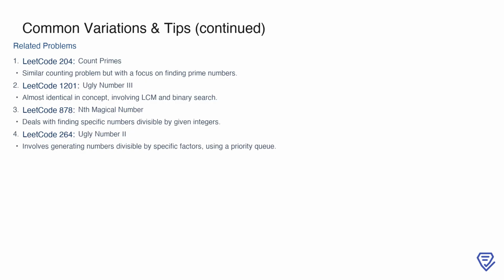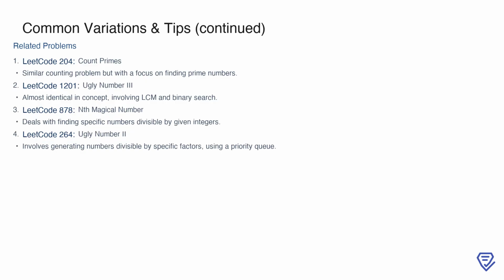Another closely related problem is LeetCode 878, Nth Magical Number, which similarly requires finding specific numbers divisible by given integers. Lastly, LeetCode 264, Ugly Number II, involves generating numbers divisible by specific factors. It uses a priority queue, or min-heap, to achieve this. These related problems often share the same core concepts, so practicing them can deepen your understanding and prepare you for variations in interviews.